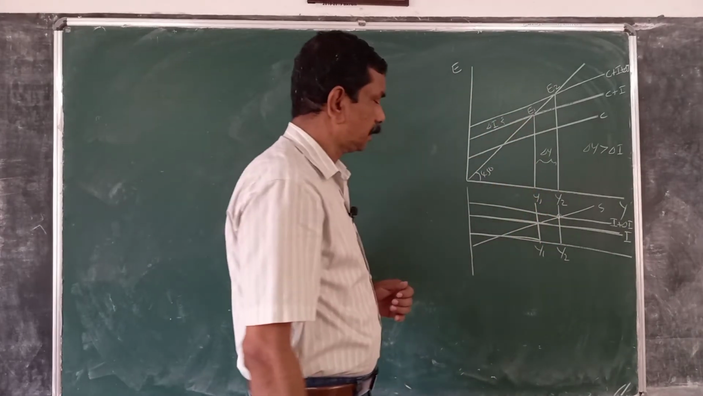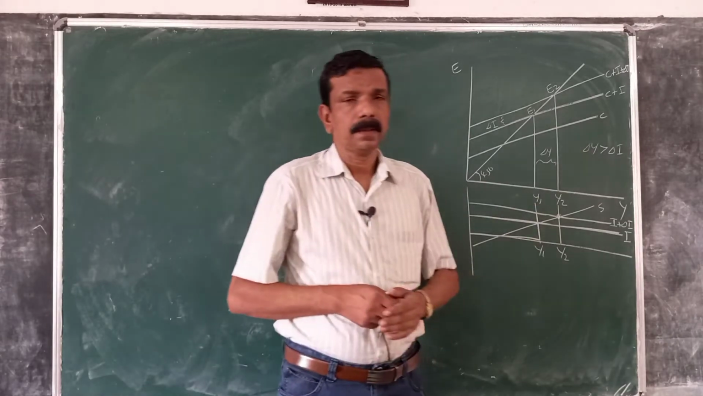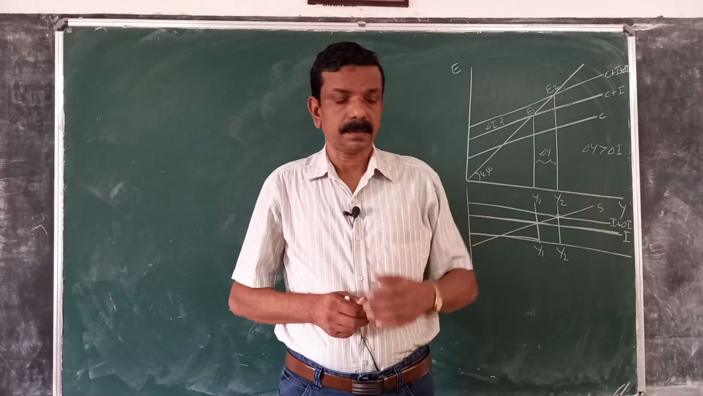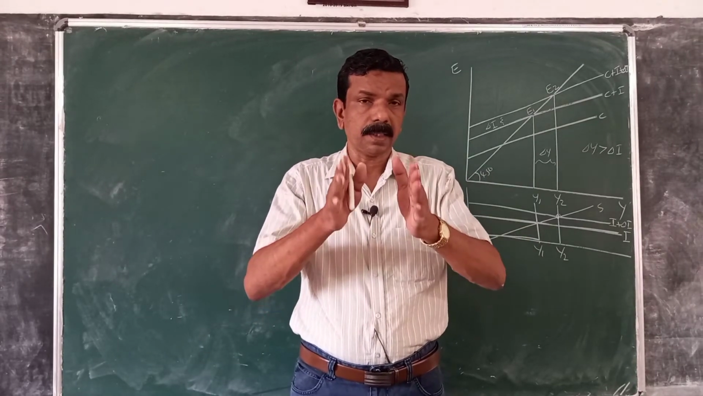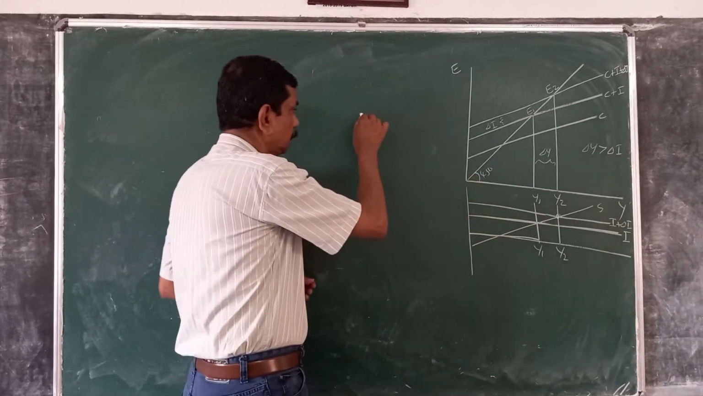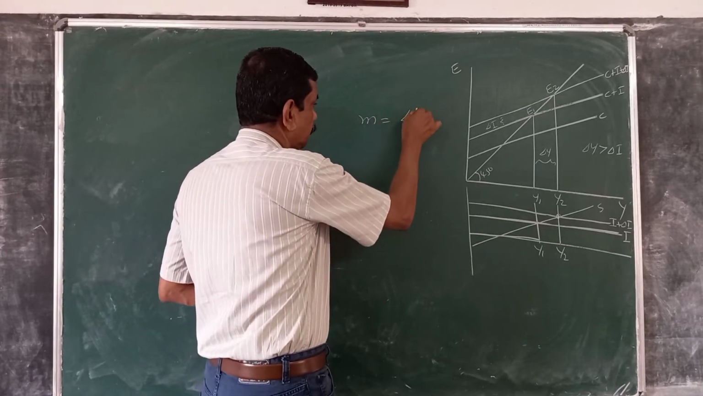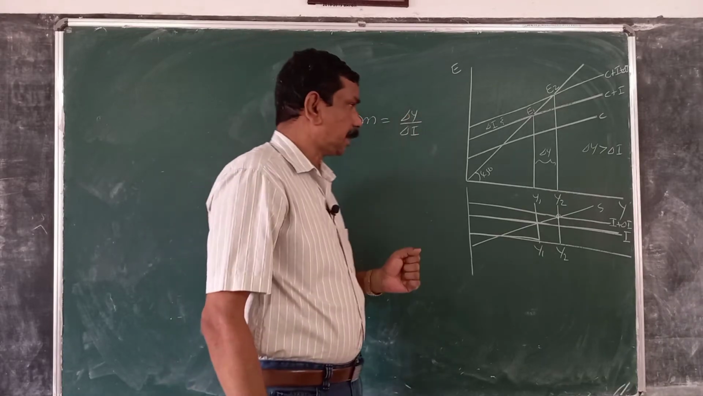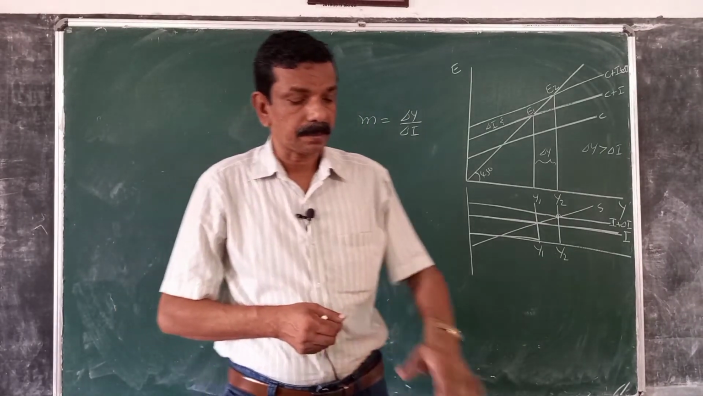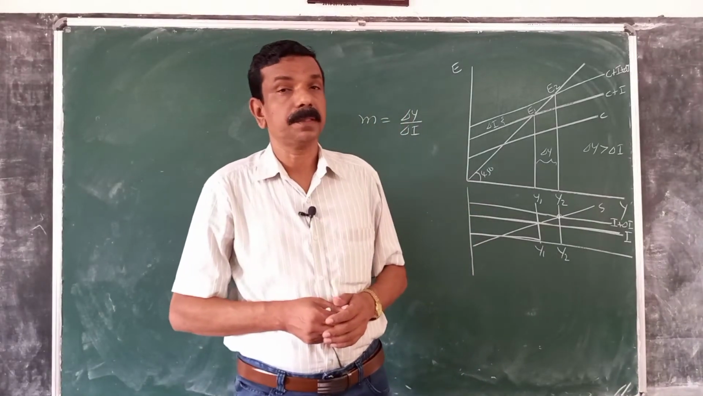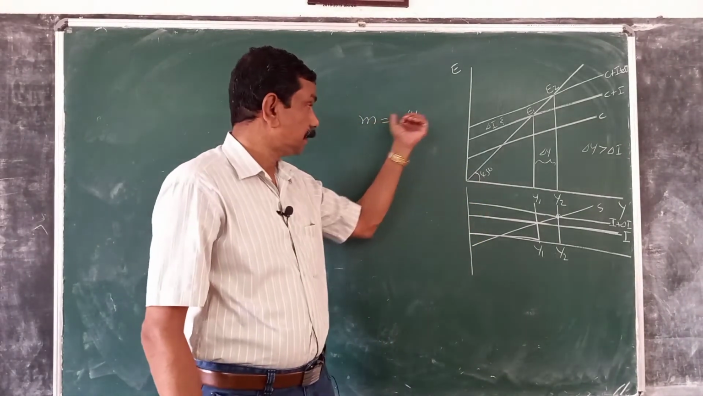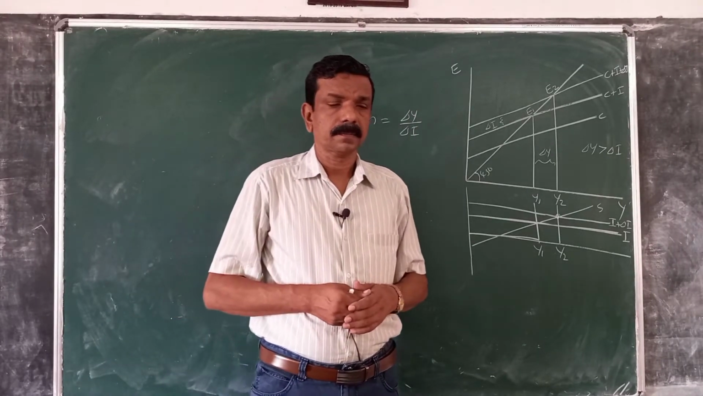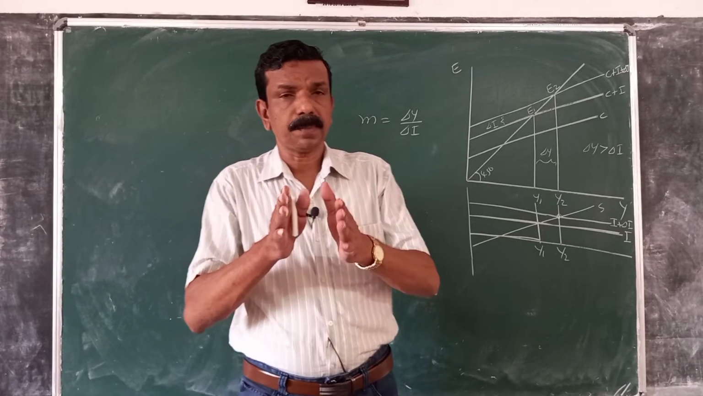Or we will say that the increase in income is a multiple of the increase in investment, and this multiple is obtained as M is equal to delta Y by delta I. This multiple is known as the investment multiplier. So M is the investment multiplier.